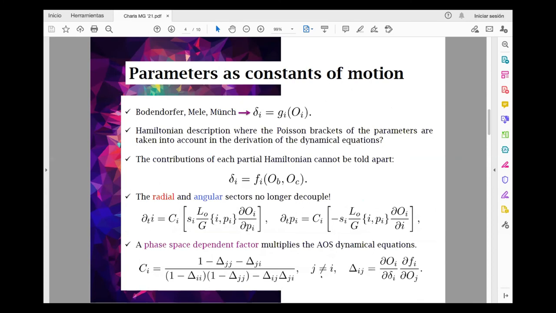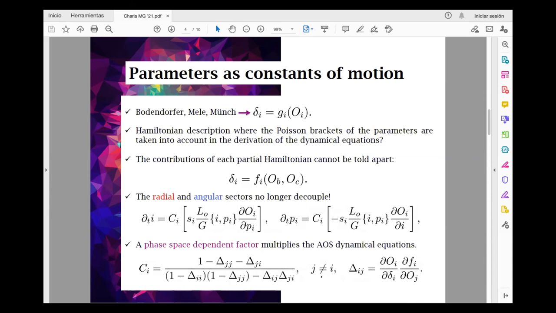Bodendorfer, Miele, and Münch noted that if you instead choose your parameters to be functions of their respective partial Hamiltonian and don't forget about the brackets when computing the equations of motion, the results that are achieved are different. So there was this apparent tension, which has motivated our work, in the sense that our true intention behind all that I'm going to present now is to see if we can reconcile the results of Ashtekar, Olmedo, and Singh with a procedure that has the same spirit as that of Bodendorfer, Miele, and Münch.